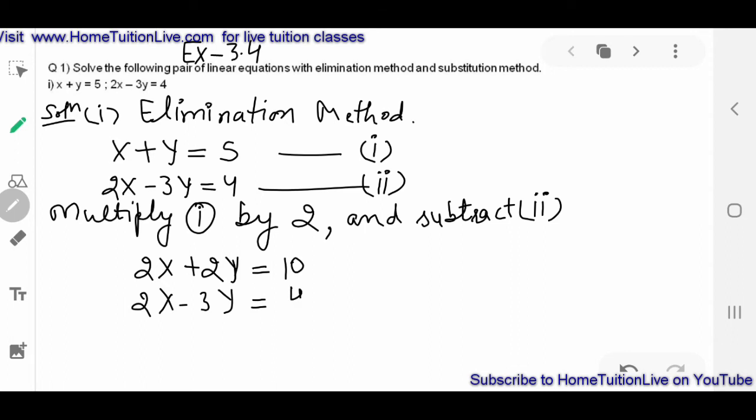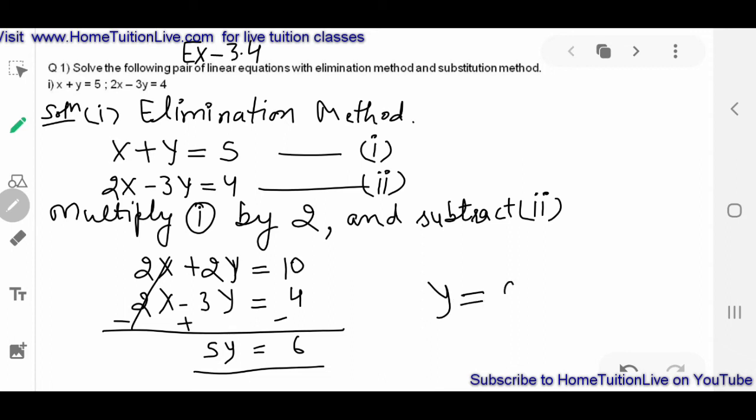So this is 4. When we subtract, sign will change. This is plus, this will be minus, this is minus, this will be plus, this is plus and minus. So this term will eliminate, and 3 plus 2 is 5y equal to 6. So from here we can write y is equal to 6 by 5.